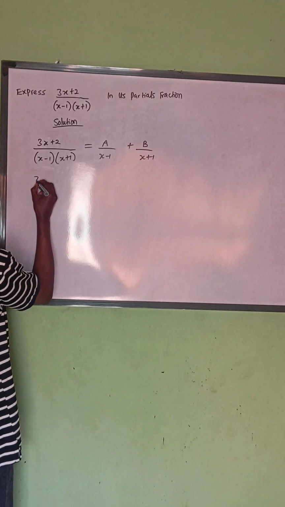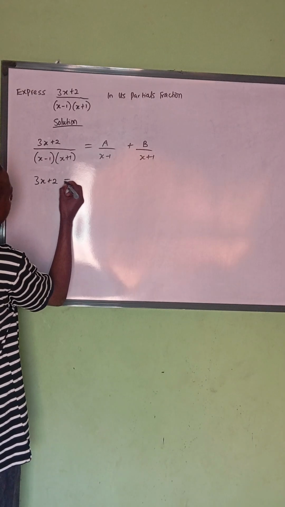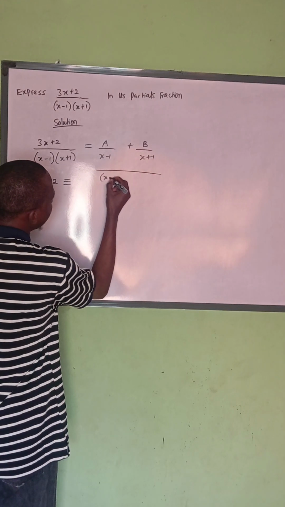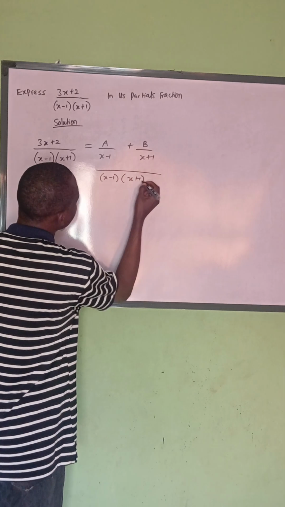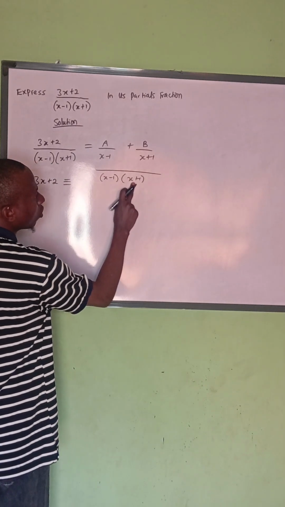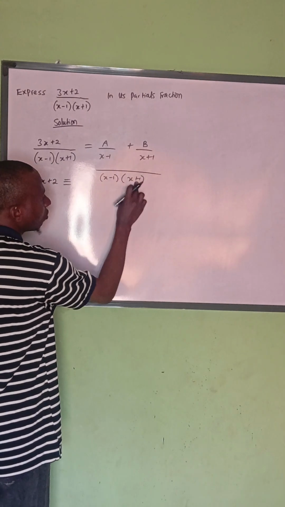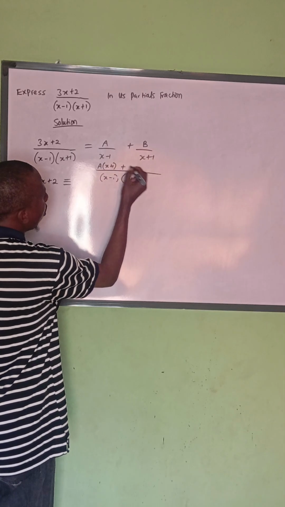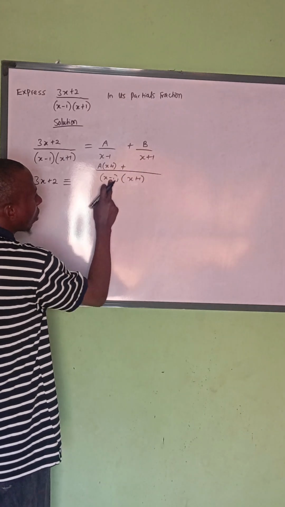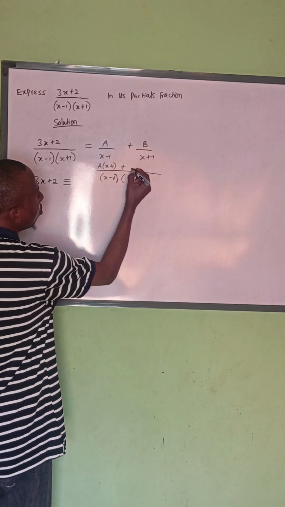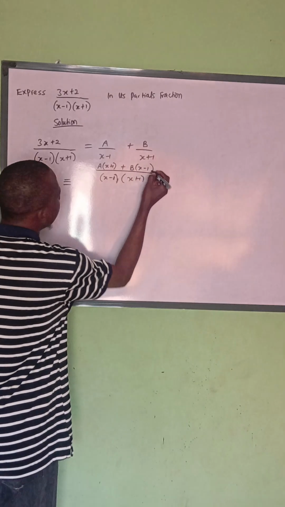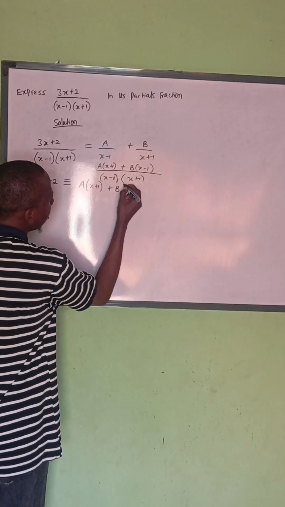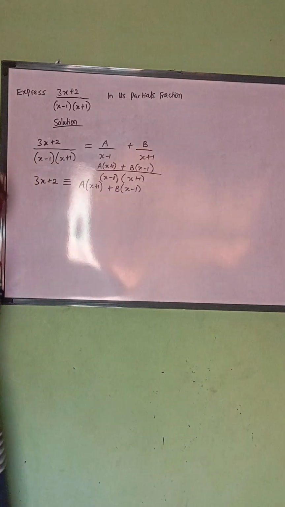Now, we can equate this as 3x plus 2 is equivalent to, let's look for the LCM here. We have the LCM as x minus 1, x plus 1. Dividing by the first denominator, we are left with only x plus 1, so that will be A times x plus 1. Dividing by the second, we are left with only x minus 1, that will be B times x minus 1. So that means it's equivalent to A into x plus 1 plus B into x minus 1. So that's what we have.